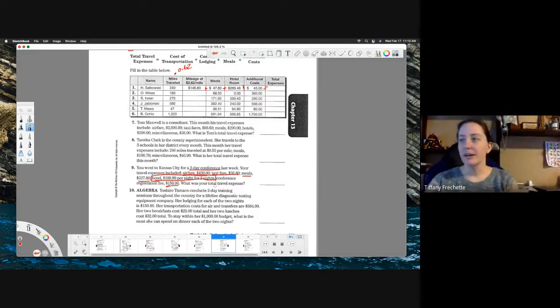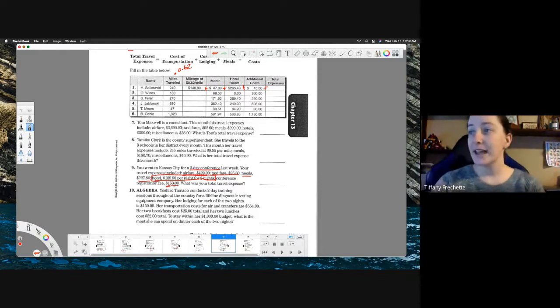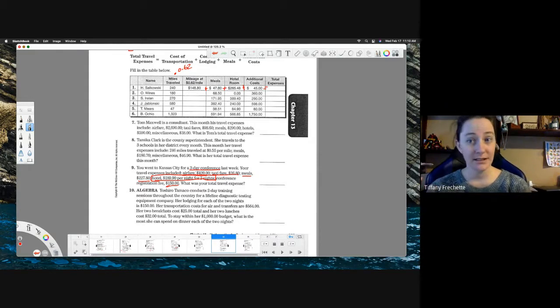And the $150, it doesn't say per day on the conference. It just says $150. So that's another one to pay attention to. If it said it was $150 per day, well, you were there for 3 days, you'd have to multiply by 3. But in this case, it doesn't say that. It just says it's $150. So we just have to pay attention to the wording.